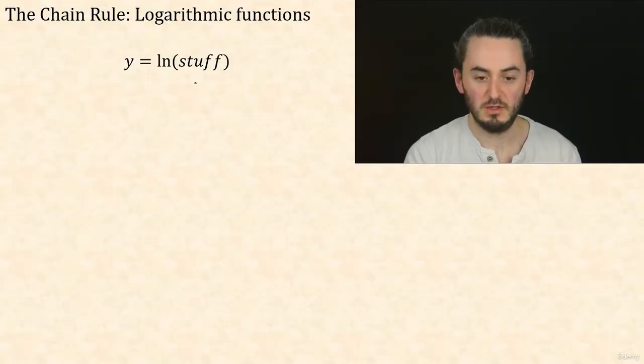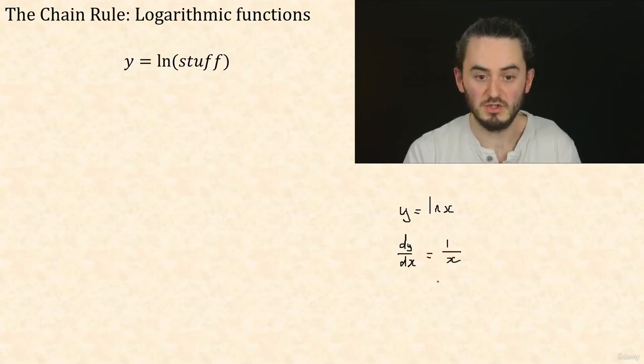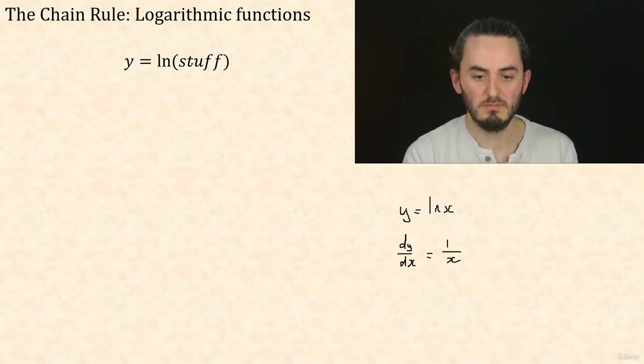Alright, so to differentiate ln of some stuff, let's just remind ourselves how we differentiate ln of x. If we have y equals ln x, we showed earlier that dy by dx, the derivative, the gradient, is 1 over x. Now there's a pattern emerging here in our chain rule work, which is that whenever we're differentiating a function of a function, so in this case ln of stuff, we basically do the same thing as if it was just ln of x, but we multiply by the derivative of what's going on here.